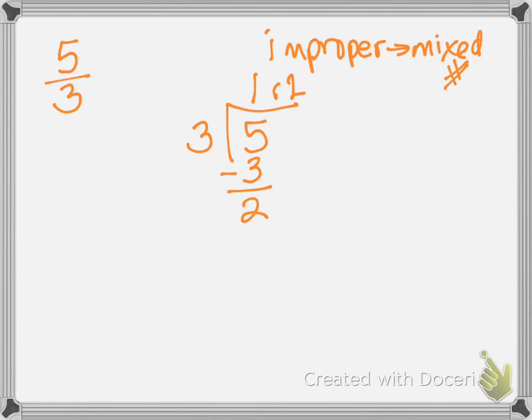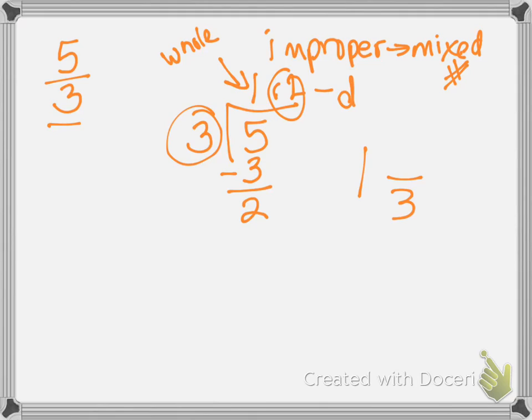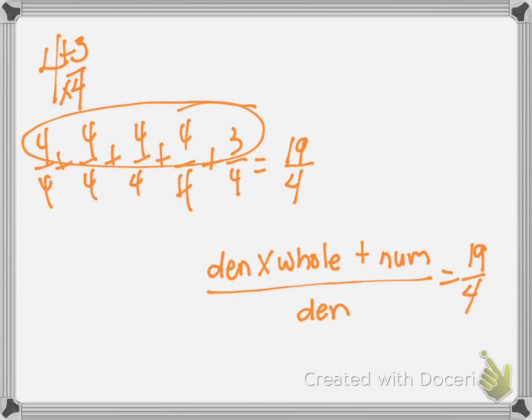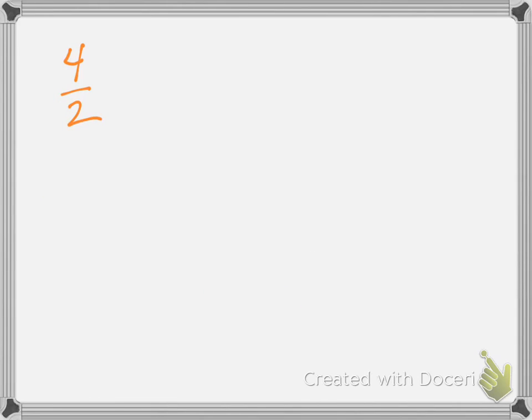Okay, that remainder is going to be important. The answer, our quotient, becomes our whole number. Remember I told you our denominator doesn't change, so we know that 1 is our whole number, and then our remainder is our numerator. So you may want to take notes on that. Okay, so our quotient is our whole number, our denominator doesn't change, and our remainder is our numerator.